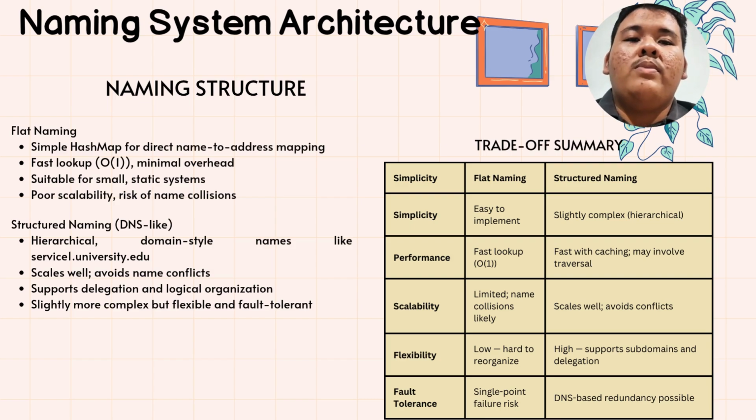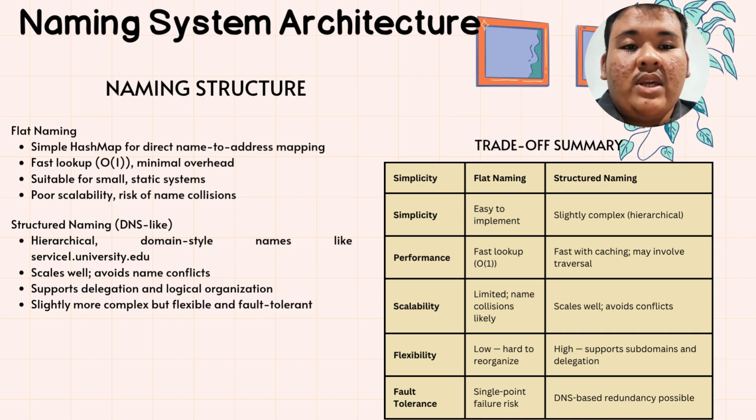Okay, I will present about the naming system. This slide compares two naming models in our distributed system simulation, which are flat naming and structured naming. Flat naming uses a simple hash map for direct name to address mapping. It is fast with constant time lookup and minimal overhead, which works well in small static systems, but it lacks scalability and structure, leading to name collisions as the system grows.